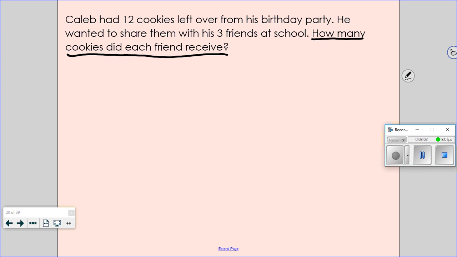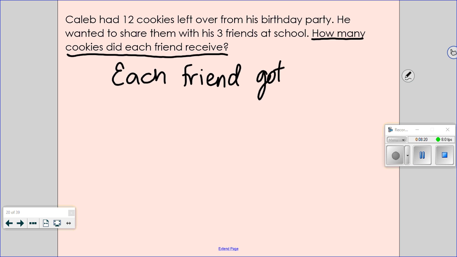Love it. Azalea, what'd you write? Caleb gave each friend blank cookies. As long as you have some variation, that's fine. I'm going with each friend got blank cookies. So if you haven't written anything down, go ahead and copy my sentence. The sentences that I've heard, though, were great. So if you have some version like that, that's fine too.